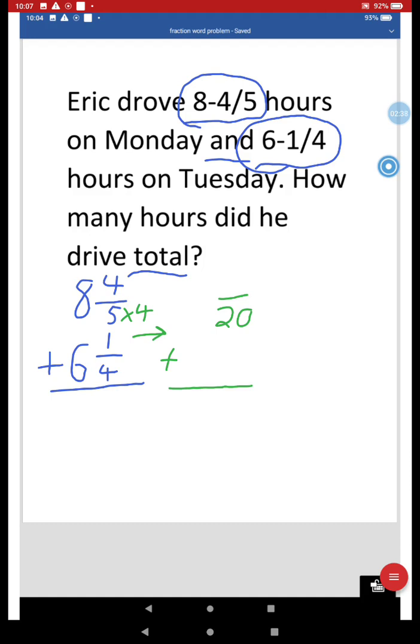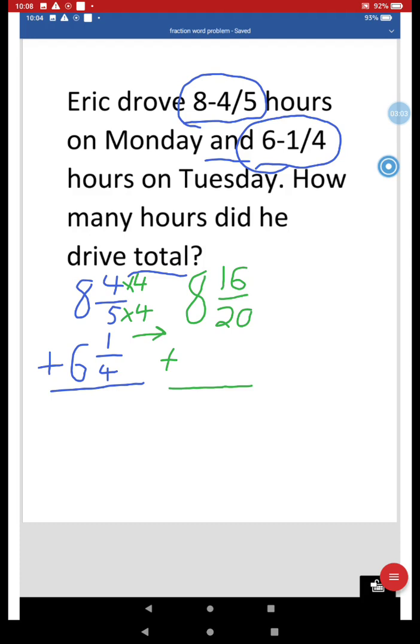Remember, whatever I do to the bottom, I do to the top. 4 times 4. Very good. 16. 8, I don't multiply it by 4 because it's my whole number. It's different. I keep it as 8.